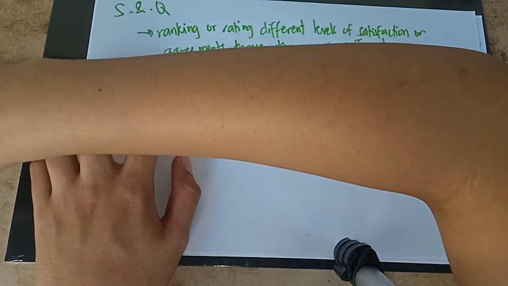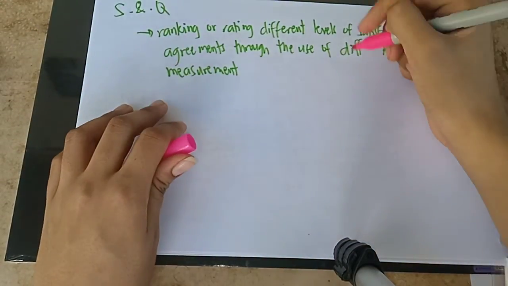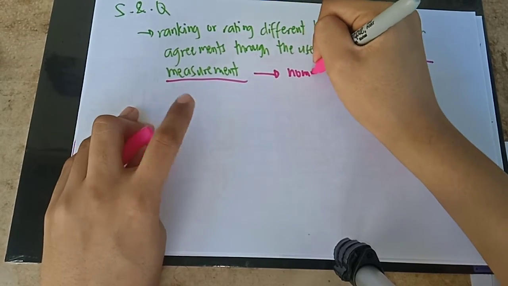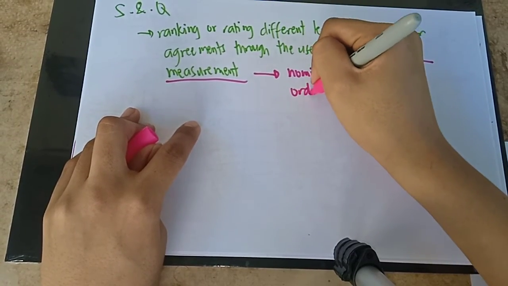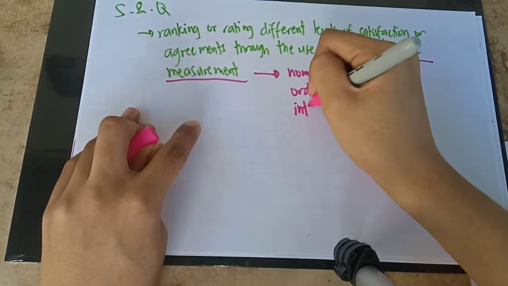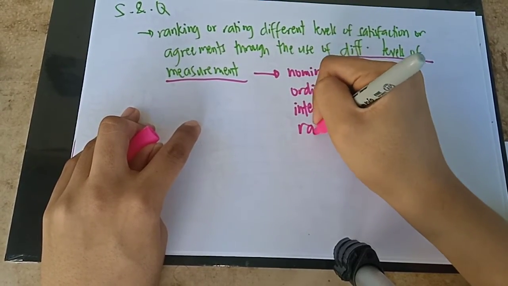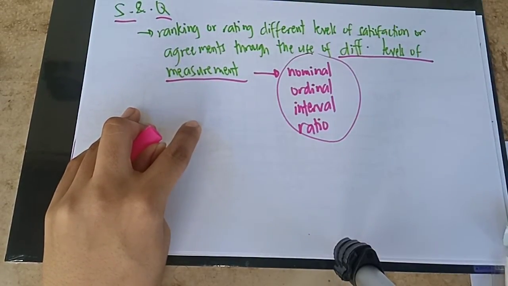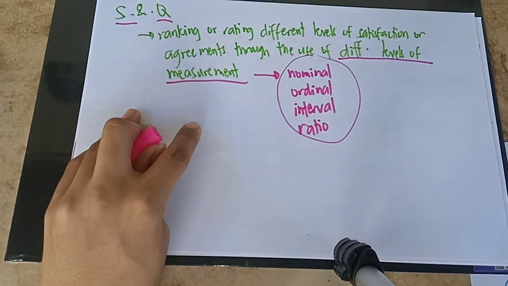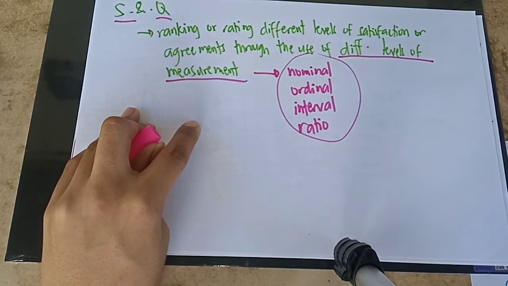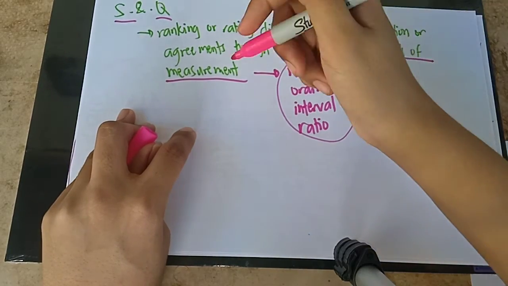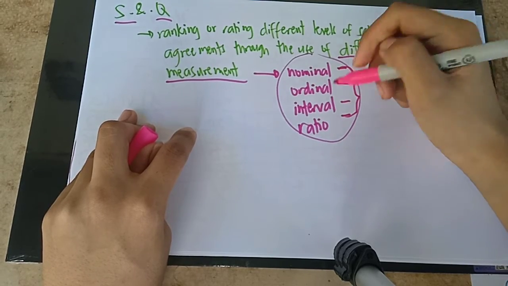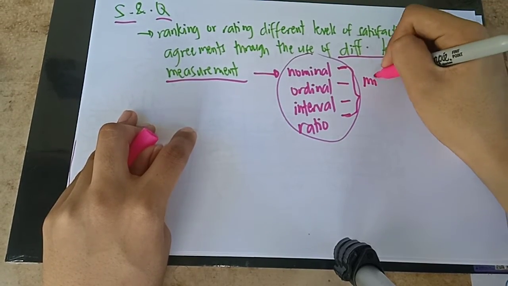And what are those different levels of measurement? You are very familiar with them already. That is the nominal scale, the ordinal scale, the interval scale, and the ratio scale. So in surveys and questionnaires, we use these 4 levels of measurement in order to gather different data. Since it uses these levels of measurement, it is a mixed method of research.